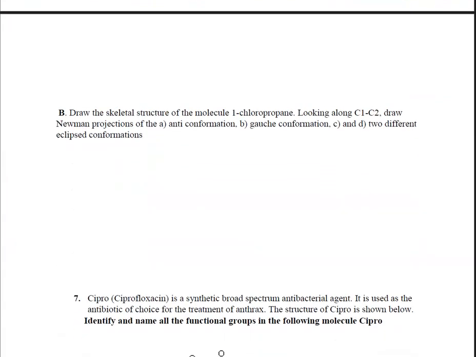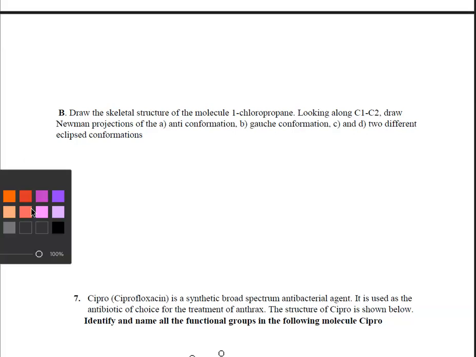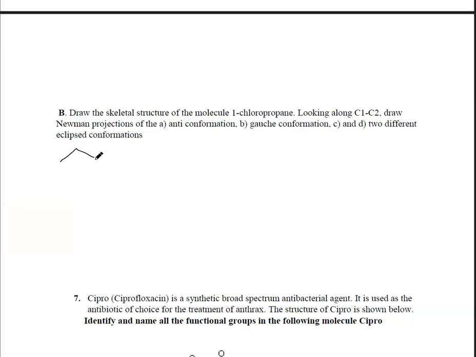Alright, the next question is asking you to draw the skeletal structure of 1-chloropropane, and then looking along C1, C2, draw the anti, gauche, and the two different eclipsed conformations. This is the structure of 1-chloropropane, so we have chlorine here. Then you have to look along C1, C2. If this is C1 and this is C2, you are keeping your eye from here. This is how you're looking.